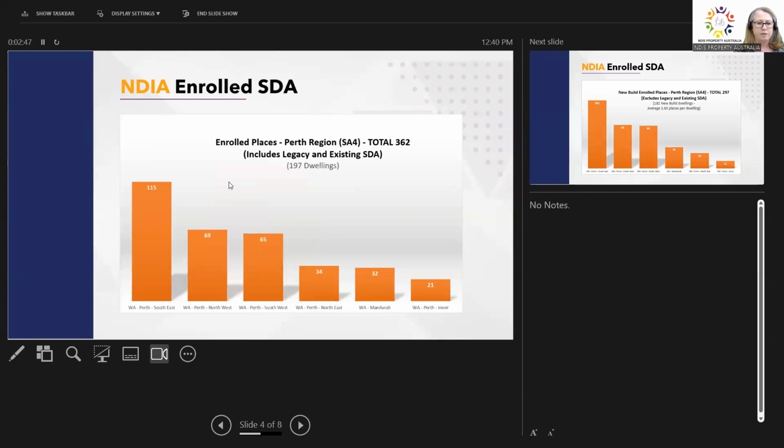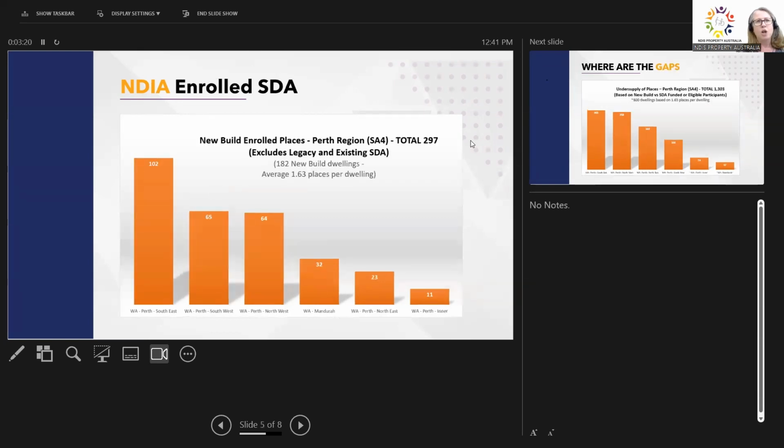Now, when we look at the demand, we always want to look at the supply. So the supply includes all the places currently enrolled with the NDIA. And I'm talking about places here, which basically means participant bedrooms in a home. So I've looked at the 197 enrolled dwellings in the Perth region, and we have 362 places there. Again, you can see the majority in the southeast, northwest and southwest.